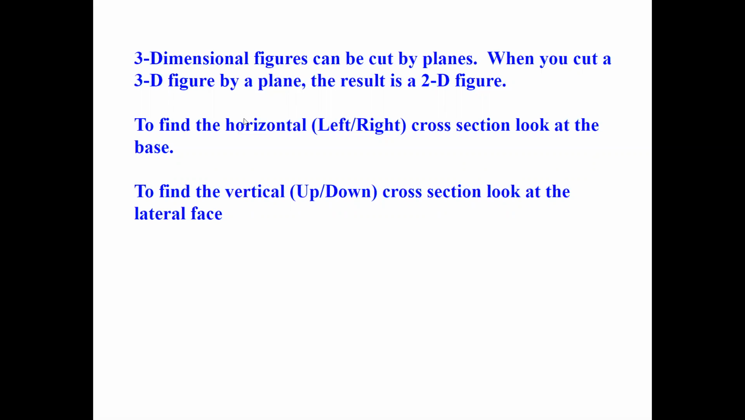So basically all you need to know for 8th grade is horizontal and vertical cross sections. So horizontal being left to right, vertical is up and down. We rarely, if ever, give you a cross section that's diagonally cut.